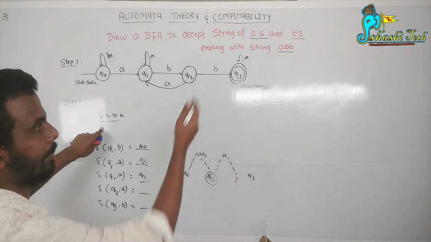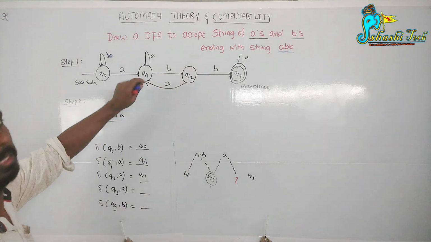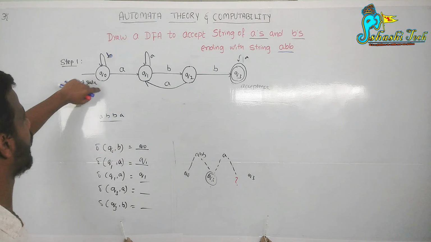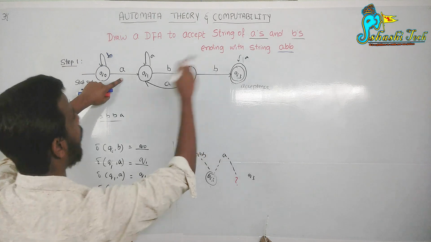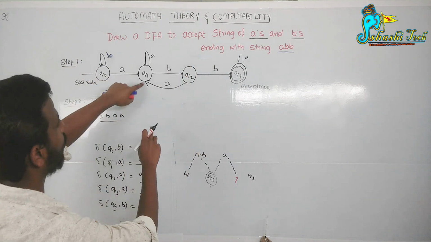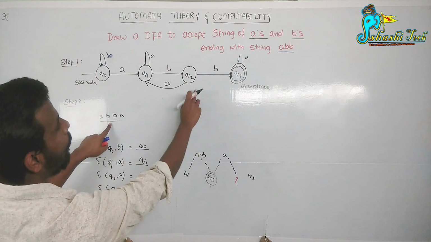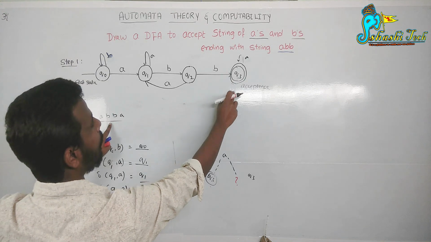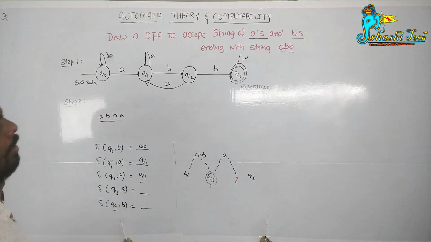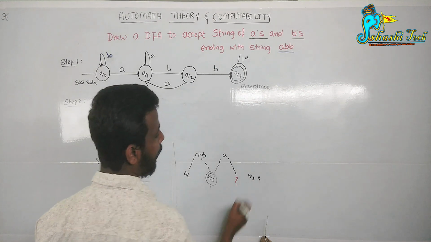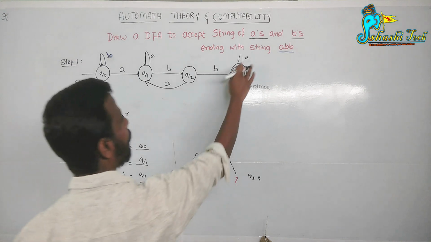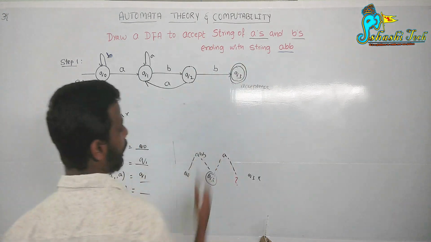No, it should not be accepted according to the question. But this DFA is accepting A, B, B, A. Q0 upon accepting A, Q1, Q1 upon accepting B, Q2, Q2 upon accepting B, Q3, Q3 upon accepting A, Q3. It is accepted, but this should not be accepted. Hence, Q3 cannot be written here.